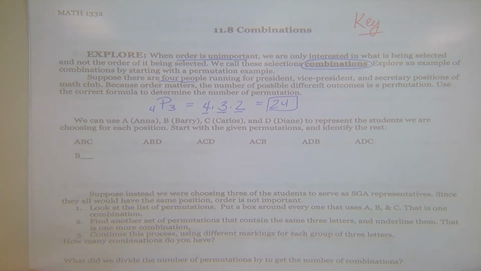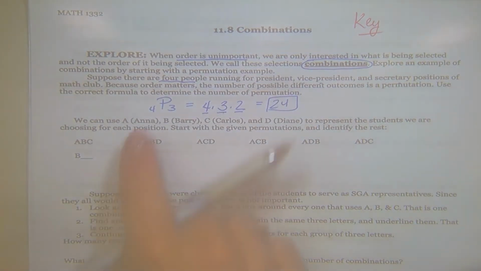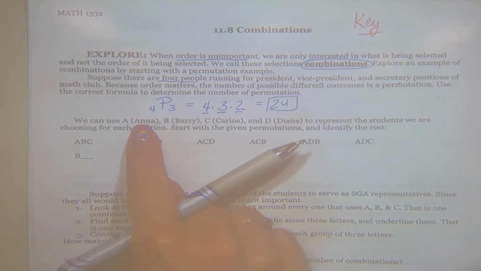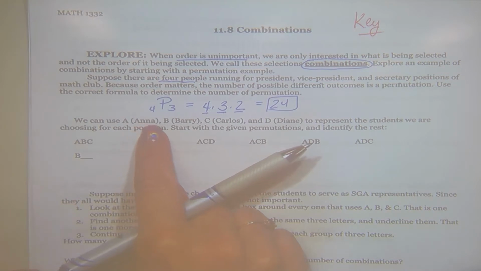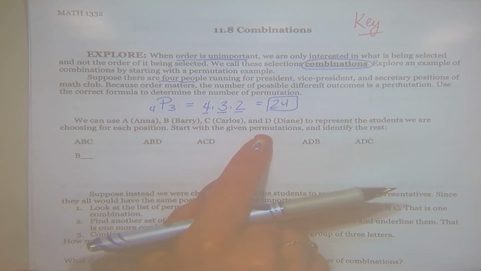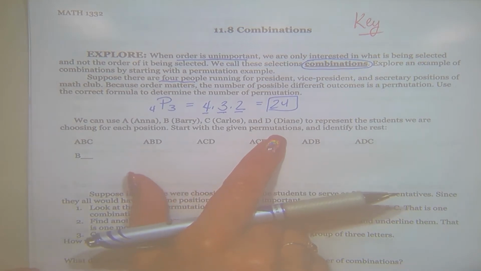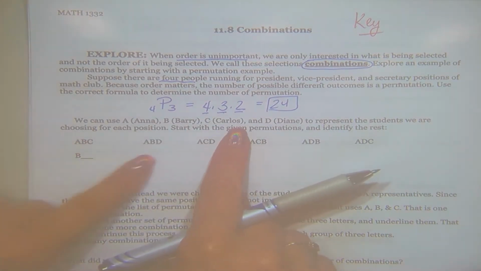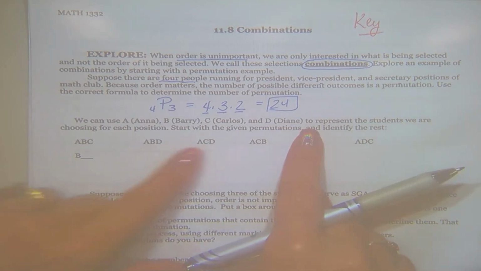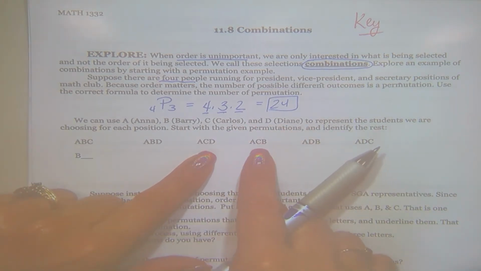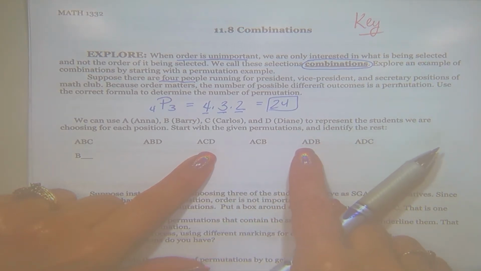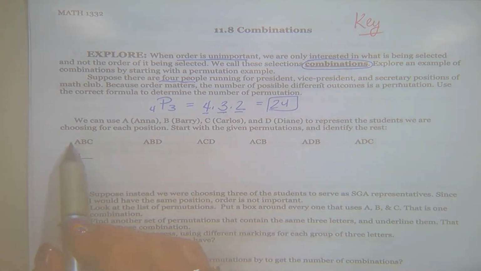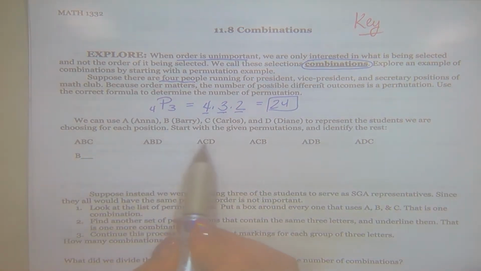Now let's think about what that means. Order matters, because president is not the same as vice president or secretary. So if Anna gets picked for president, that's a different set of officers than if she gets picked for vice president. Let's look at how many different permutations we have. We're going to select these in an orderly fashion. It can be ABC, Anna, Barry, Carlos, or ABD, Anna, Barry, Diane. Or we could do ACD, or ACB, or ADB, or ADC. So this would be president, vice president, secretary, and so on. That's if Anna gets selected president.